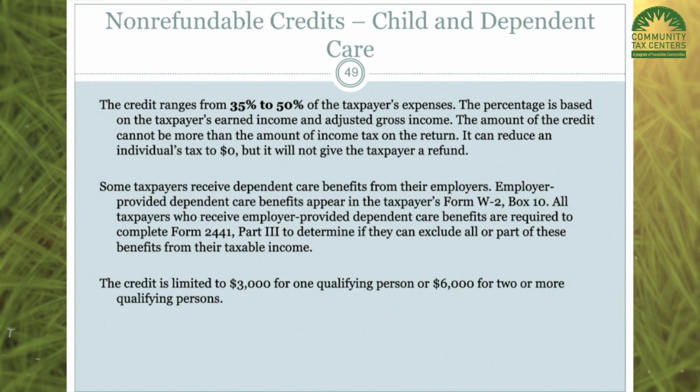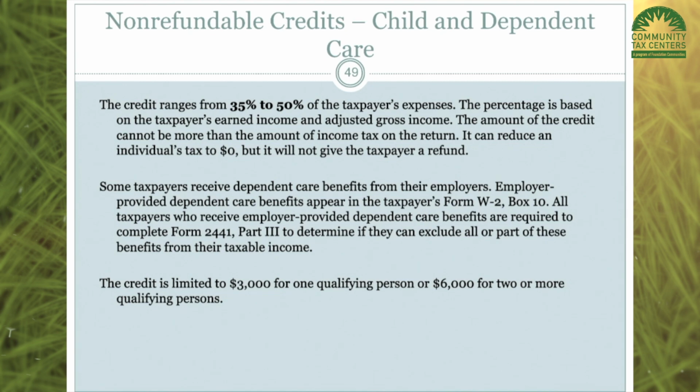The credit ranges from 35 to 50% of the taxpayer's expenses. The percentage is based on the taxpayer's earned income and adjusted gross income. The amount of the credit cannot be more than the amount of income tax on the tax return. Remember, we talked about the tax liability. It can only reduce it to 0.